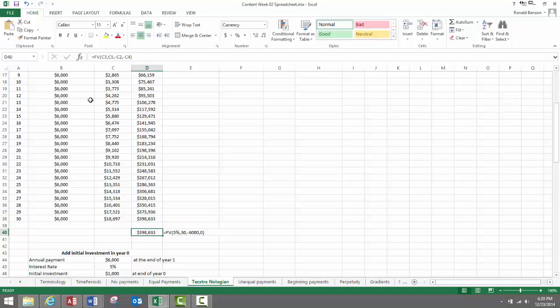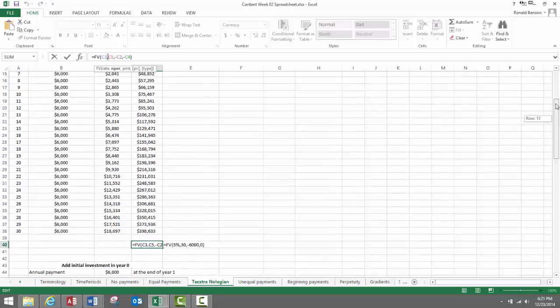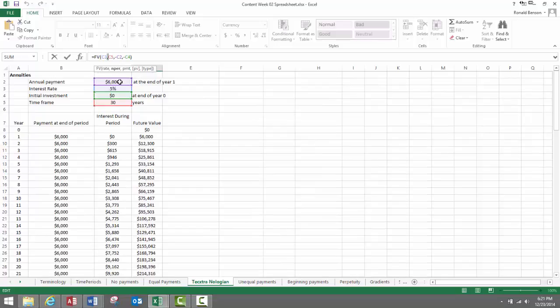we can do that more easily with a future value function, which is C3, C5, minus C2, C4. I'll put this here and then go back up. Do it over here and it shows those shaded. C3 is the rate, 5%. C5 is the number of periods, which is this one. C2, the annual payment, comes out of our pocket, so it's negative. We put a minus sign in front of it. C4 is zero. We wouldn't need the minus sign, but it's the initial investment, which would come out of our pocket if it was one.